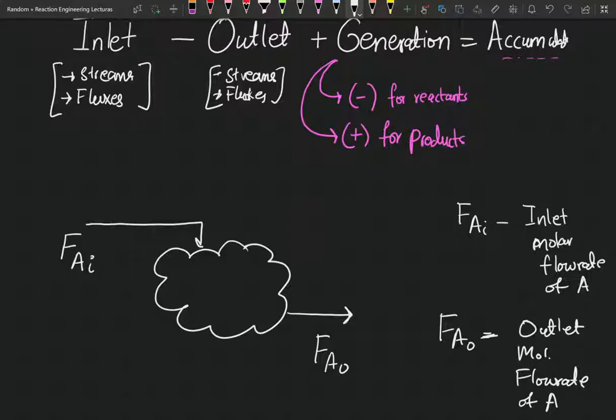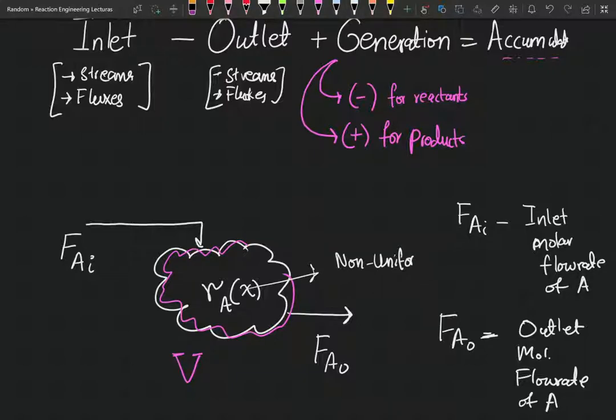Alright, and let's say this entire control volume is, the volume will be symbolically represented as V, and we have a reaction happening here in which A is being consumed. That reaction is a function of position, like it's not uniform, non-uniform reaction. The reaction is faster at some places but slower in other regions.